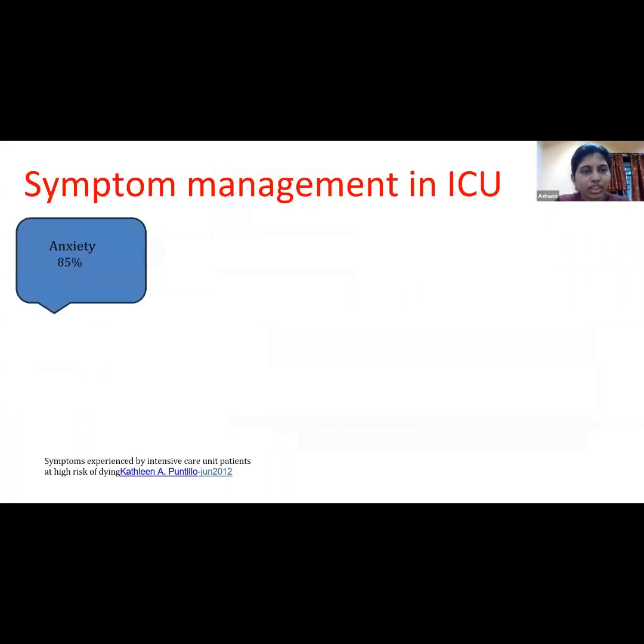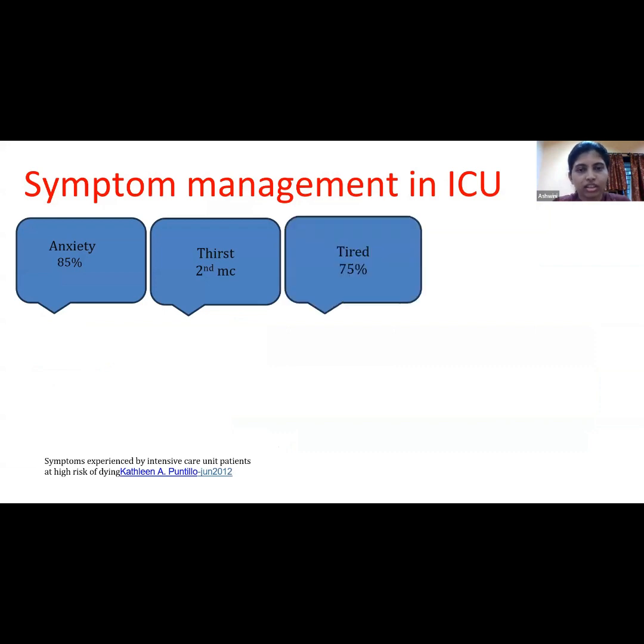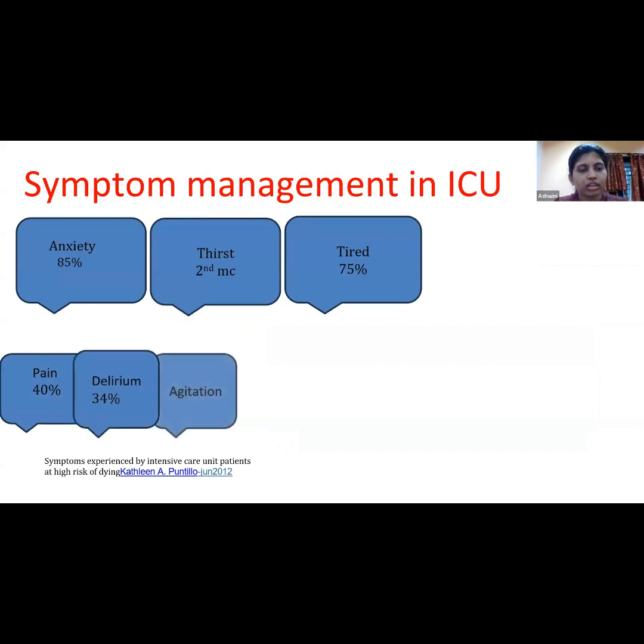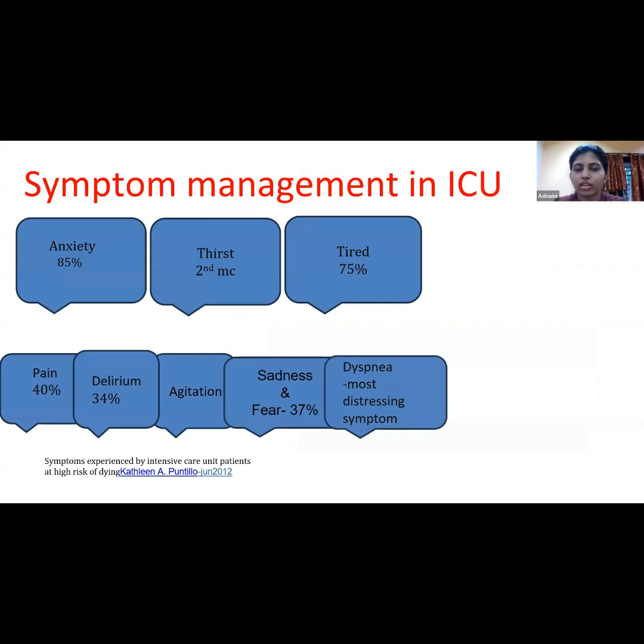Coming to symptom management in ICU, 85% of the times there's anxiety. The second most common symptom is thirst. 75% of the times they are tired. However, pain is only 40% of times, delirium 34%. There's also agitation sometimes, sadness and fear 37% of times. Dyspnea is the most distressing symptom. So unrelieved and distressing symptoms are present for 27 to 75% of ICU patients.